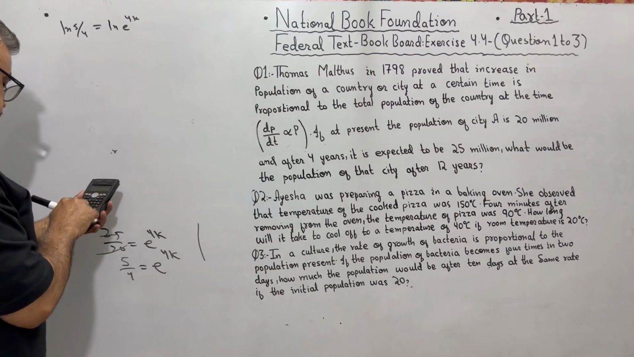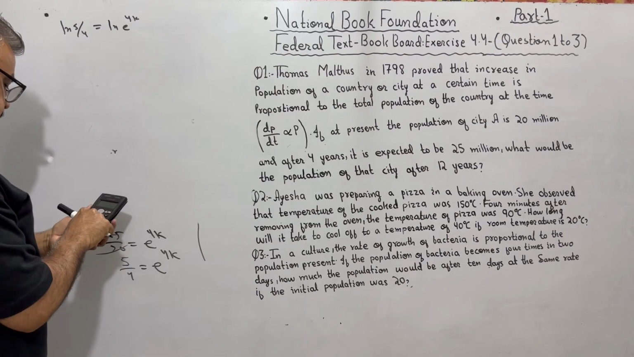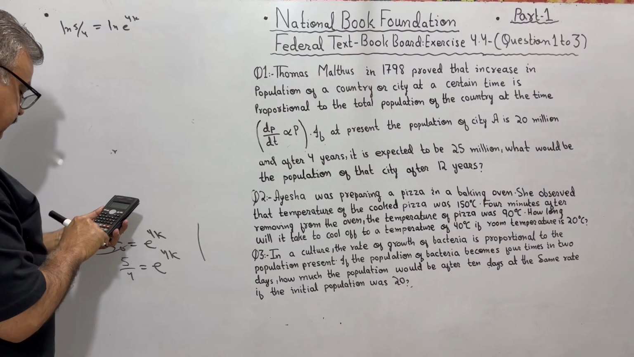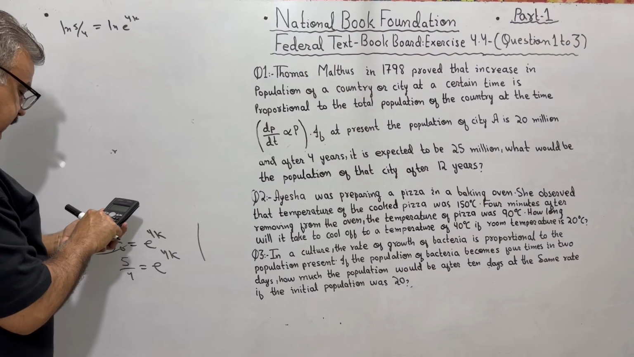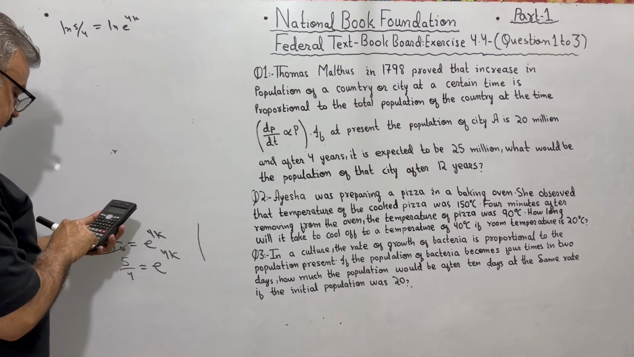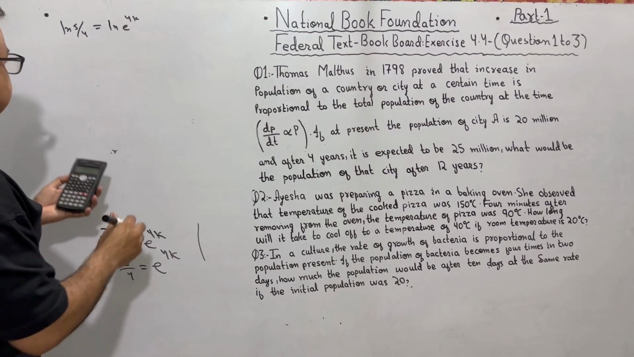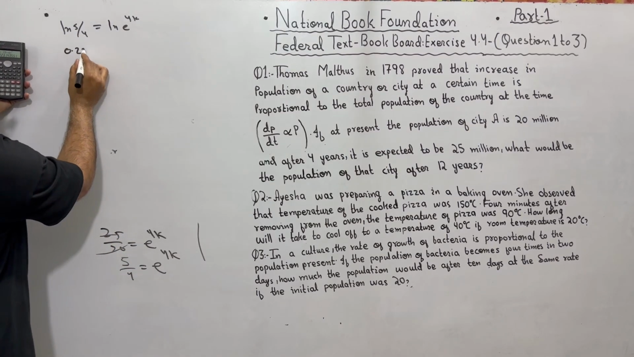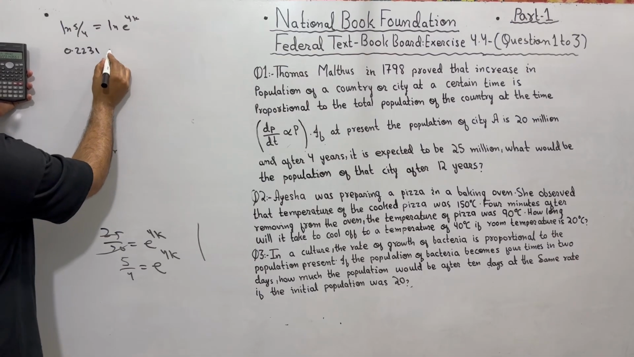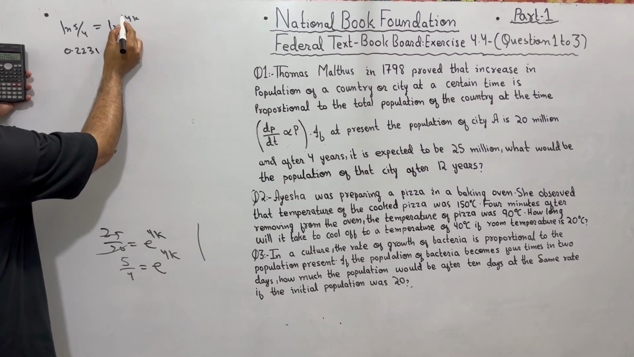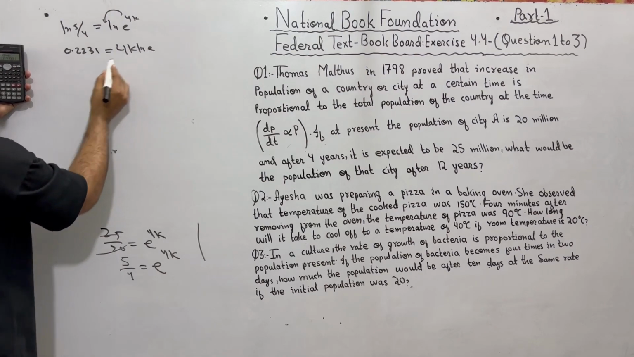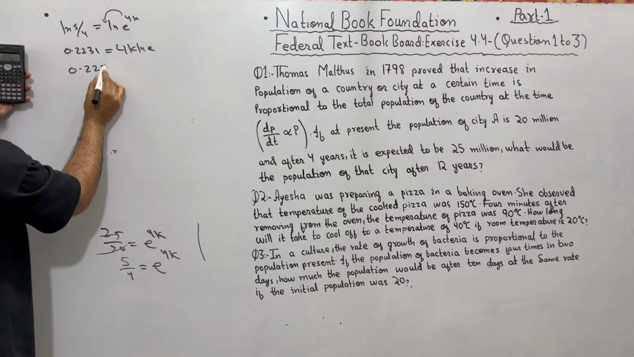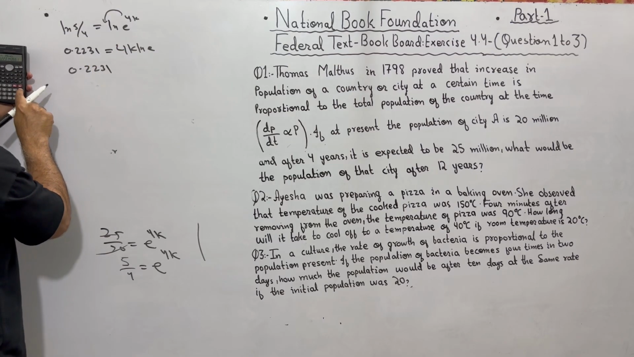ln of 5 divided by 4. Let me write brackets, ln of (5 divided by 4). That's 0.2231. It's enough. And here the power will become a coefficient, 4 times K ln e. So 0.2231 divided by 4.